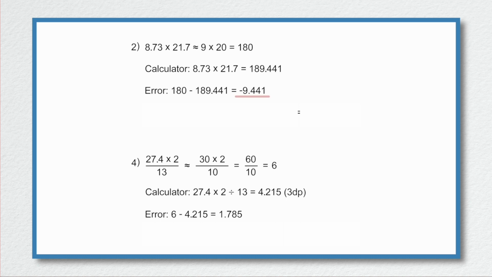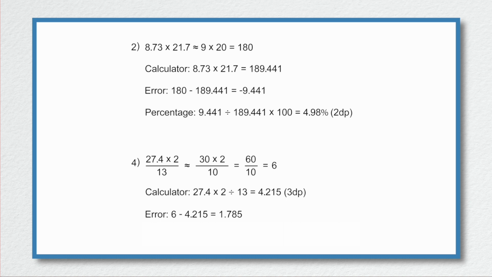So we have an error of minus 9.441. Well, how does this compare to the actual calculation? So what I'm going to do is put into the calculator 9.441 divided by 189.441 multiplied by 100. Notice that I haven't included the negative sign. This is because we're only interested in the size of the value, the 9.441. Remember, the negative sign is just telling us that our estimate is smaller than the actual value. We end up with the answer 4.98% to 2 decimal places.